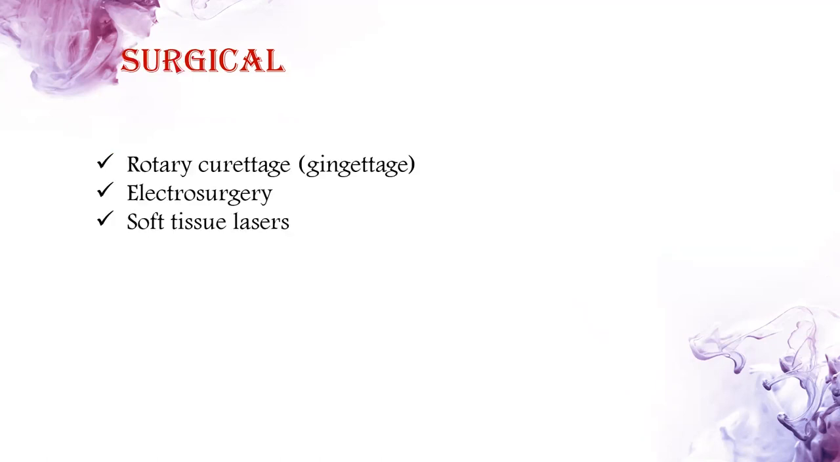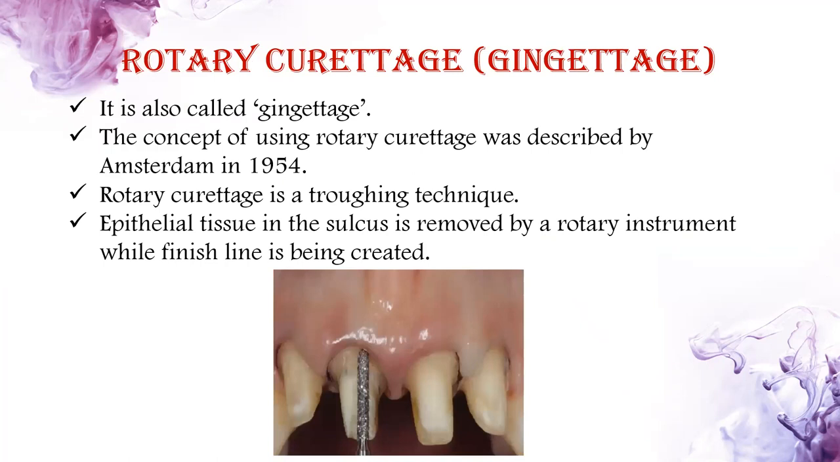Surgical: rotary curettage or gingitage, electrosurgery, and soft tissue lasers. Rotary curettage. It is also called gingitage. The concept of using rotary curettage was described by Amsterdam in 1954. Rotary curettage is a troughing technique. Epithelial tissue in the sulcus is removed by a rotary instrument while the finish line is being created.